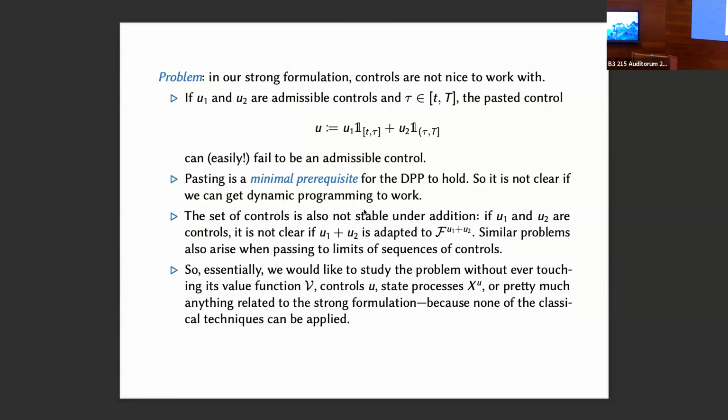Yeah, so the story is that the reason why no one works in the strong formulation is because you just can't. All the standard techniques that we have, you cannot just apply. You have to come up with a way of solving this problem without actually touching the problem. You can't use your standard techniques because nothing that you usually do is allowed, because you don't know if you're leaving the set of admissible controls.